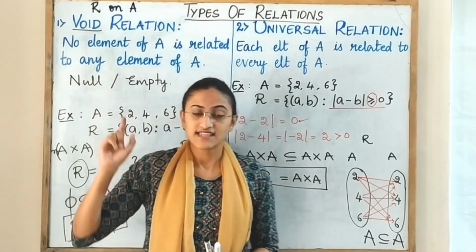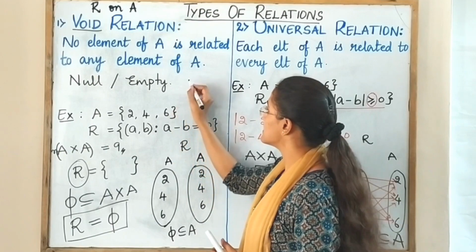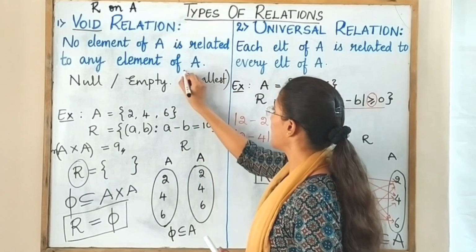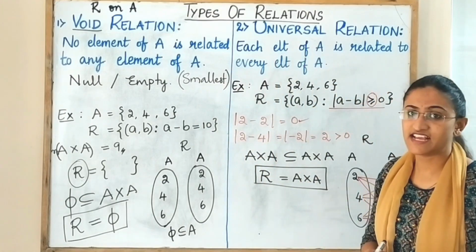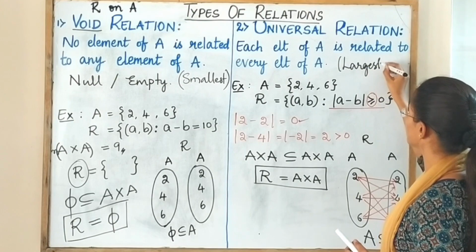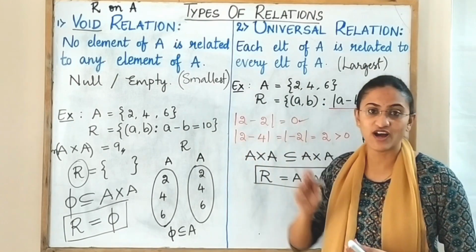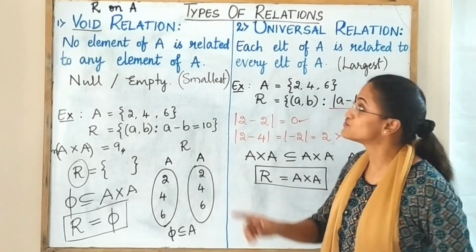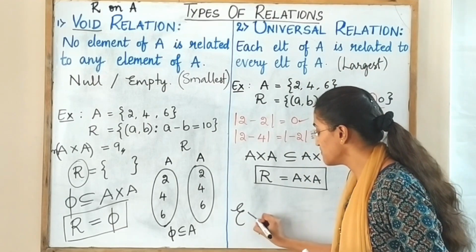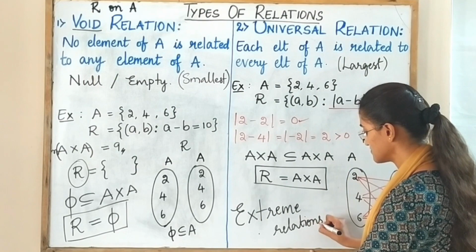You can see that the null relation is the smallest relation and the universal relation is the largest relation that you can get. And hence you can call the void relation as well as the universal relation extreme relations.